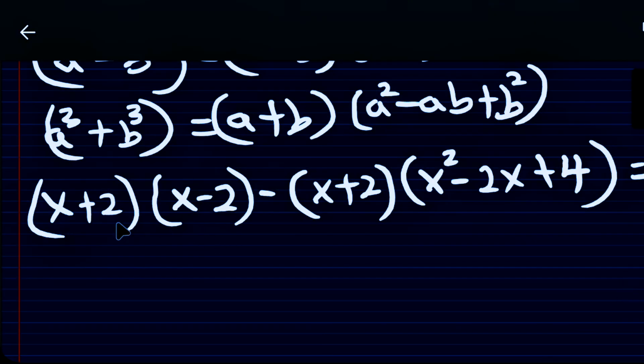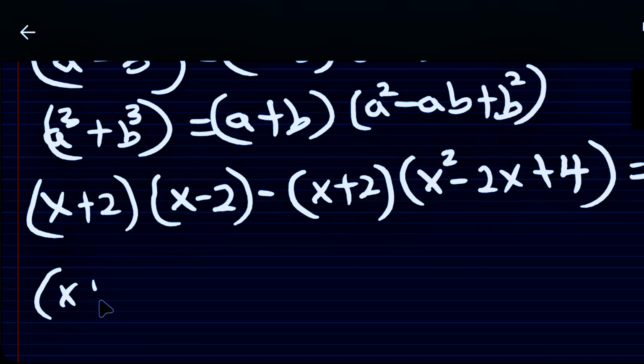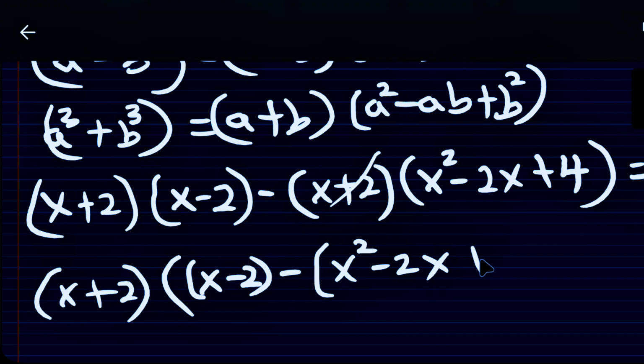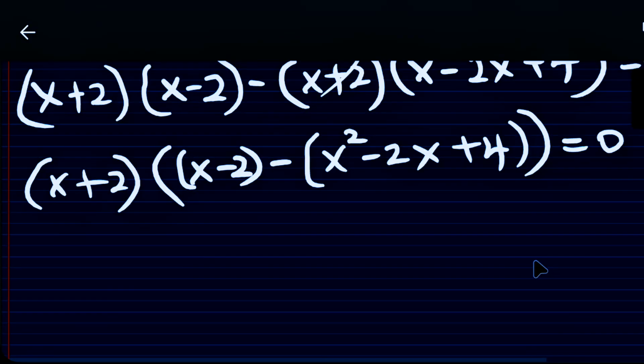Looking at this, you can see that we have a common term, and that is x plus 2. So we'll factor that out, x plus 2. Then open a parenthesis. x plus 2 and x minus 2 divided by x plus 2, we are left with x minus 2. Then minus these two terms divided by x plus 2, this one is out, and we are left with x squared minus 2x plus 4, and all this equals 0. So this is what we have now.